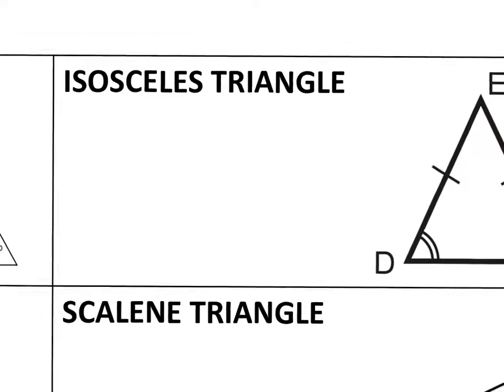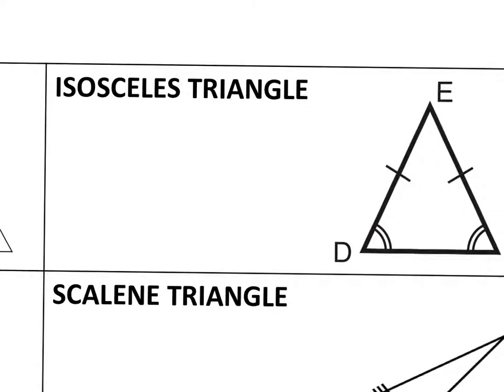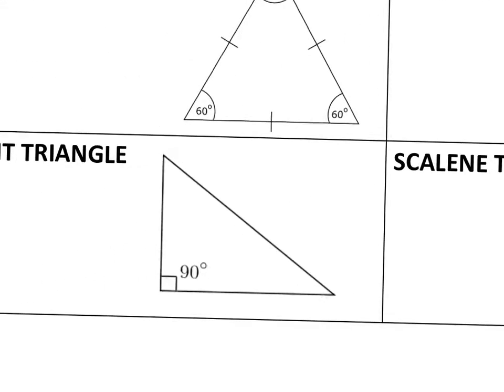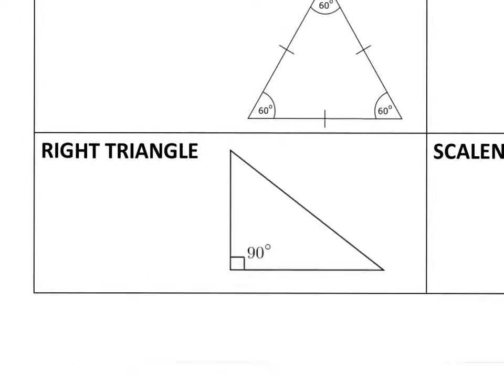The second type of triangle is an isosceles triangle. In an isosceles triangle, only two sides are equal and only two angles are equal. The third type of triangle is a right triangle because of the right angle that's in the corner. And we always know it's a right angle because it's always indicated by the symbol of a little square in the corner. Automatically, when you see this little square in the corner, you should know that this is a right triangle.